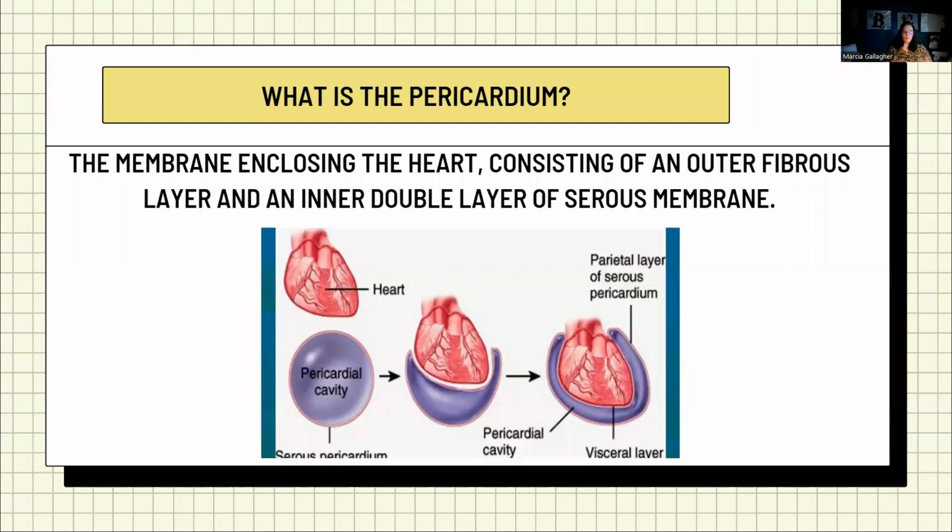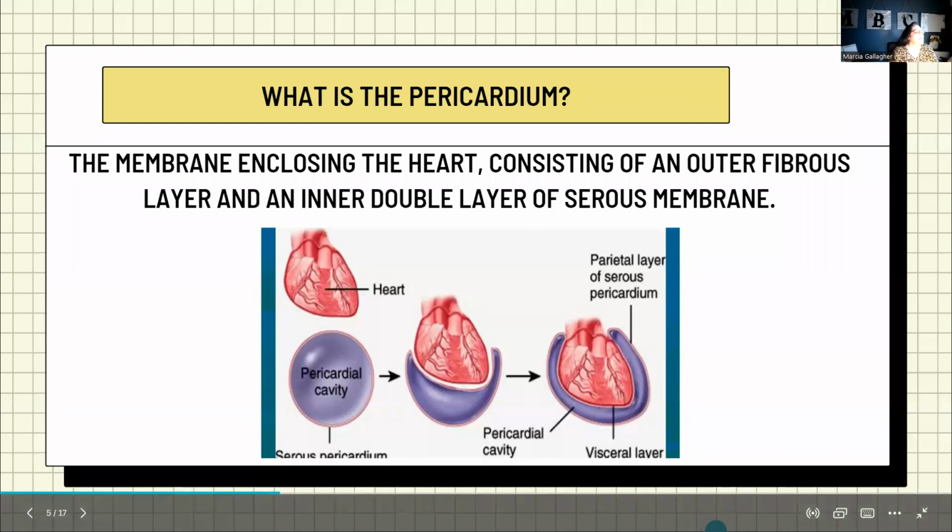So let's talk about when we say pericardium. Do you know what that is? Well, you might be able to tell just by looking at some of your anatomy diagrams that's in your CPT, but let's go just a little bit further. The pericardium is the membrane enclosing the heart, consisting of an outer fibrous layer and an inner double layer of serous membrane.